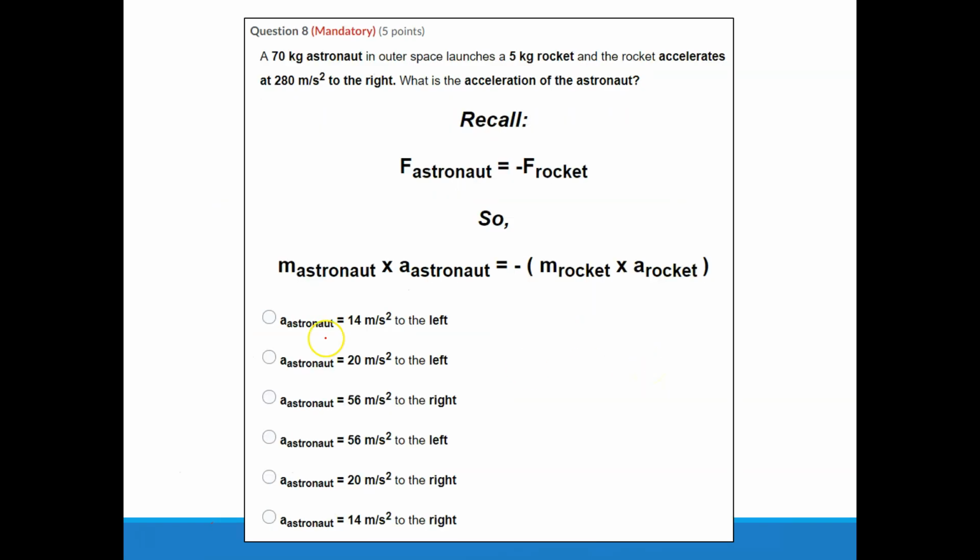Question number 7 is talking about Newton's third law, which is that for every force there is an equal and opposite force. So that means for every force there's an equal force that's also opposite, that's negative.